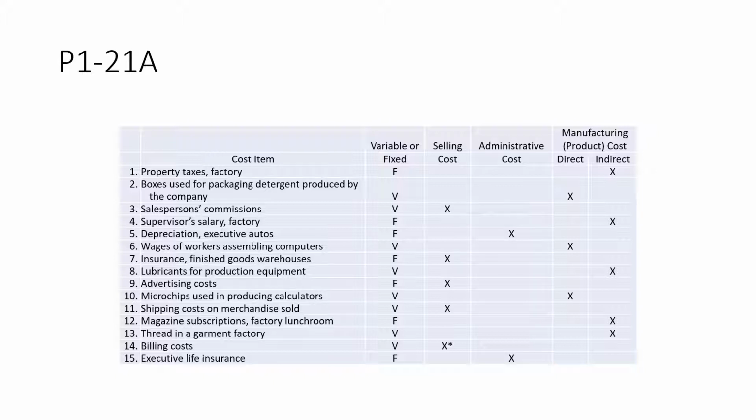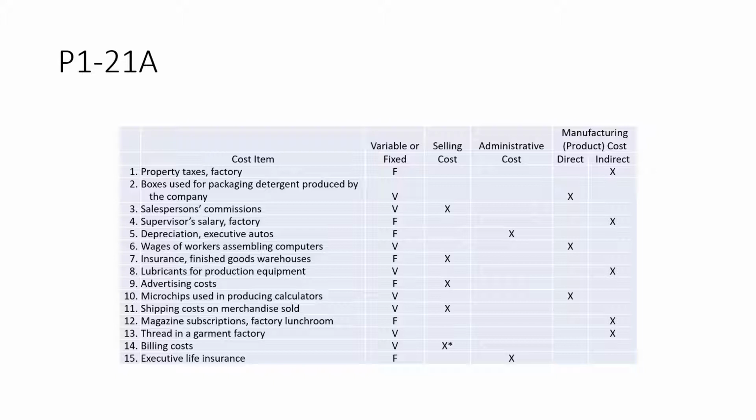Lubricants for the production equipment will be variable. That depends on how much you're using the equipment, but it's an overhead or an indirect cost of making the product. Advertising costs are normally fixed. They have nothing to do with production, and they're considered a selling cost.